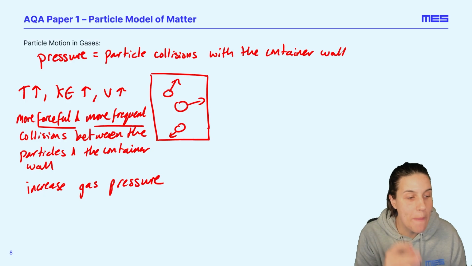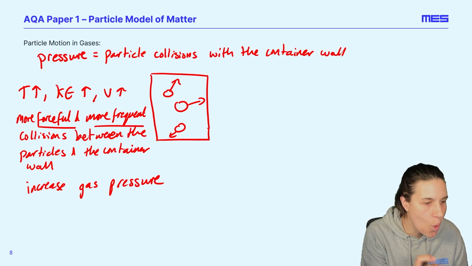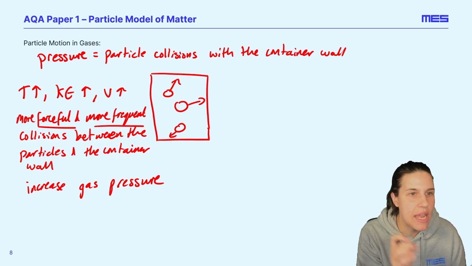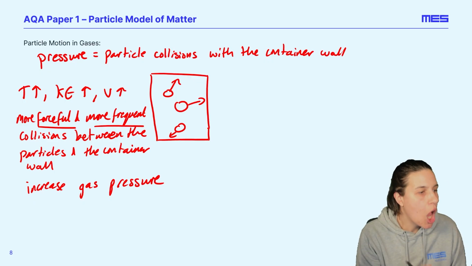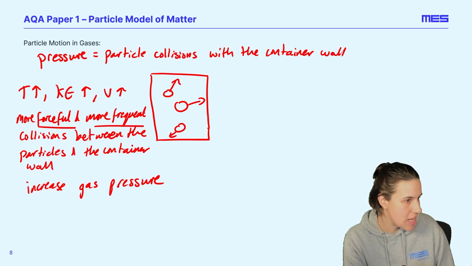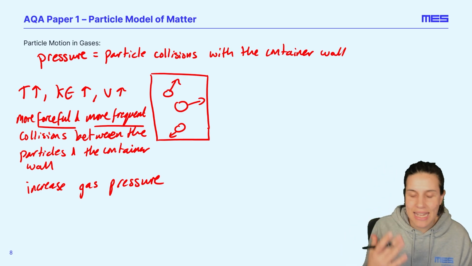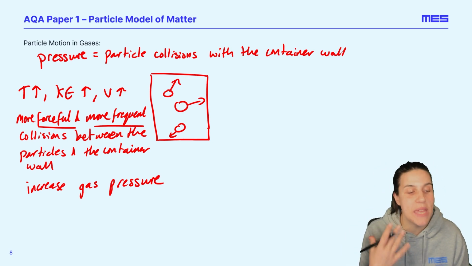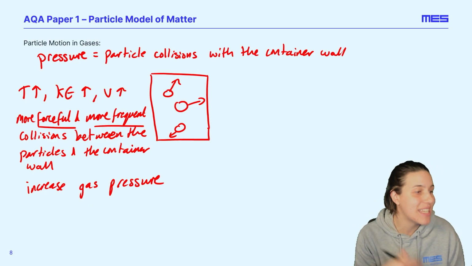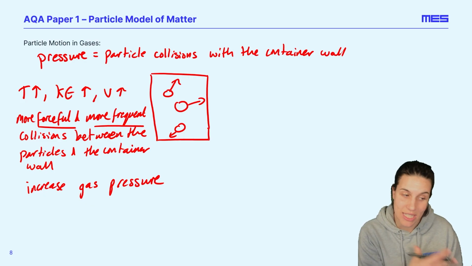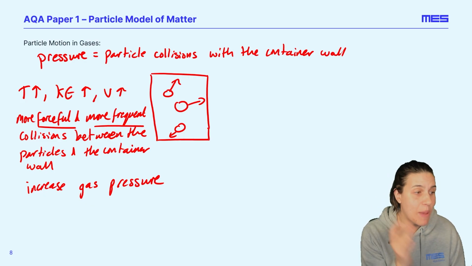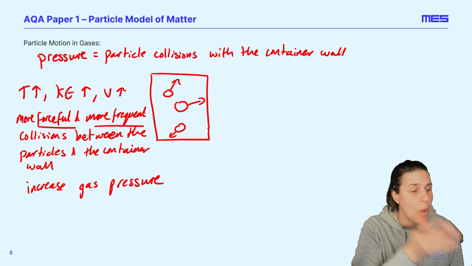It's not enough just to say more collisions. You need to say more frequent collisions. That is a really, really important point. Okay, now if you ask this question the other way, so about a decrease in temperature, then that means that the kinetic energy goes down, so the speed or the velocity of the particles decreases. So we're going to have less frequent, less forceful collisions between the particles and the container wall, so the gas pressure will decrease.